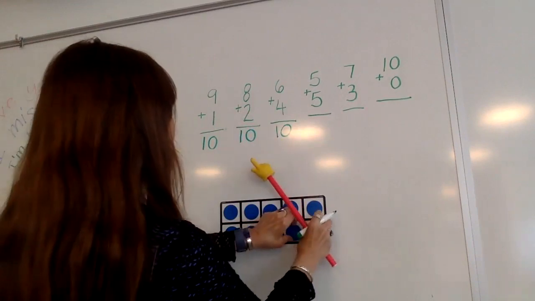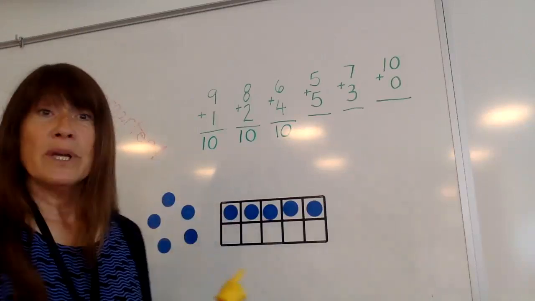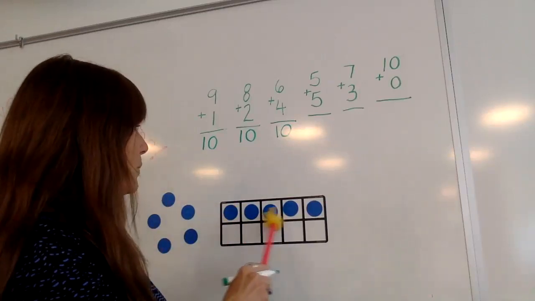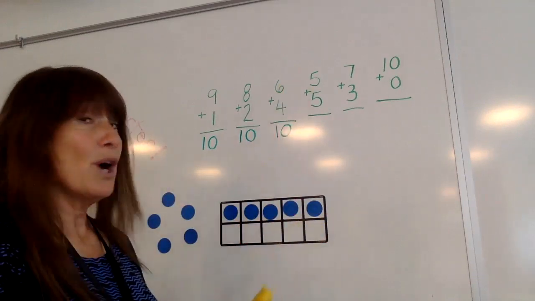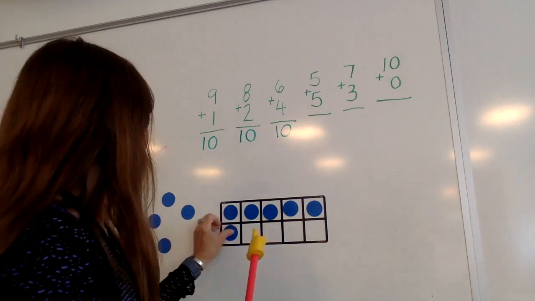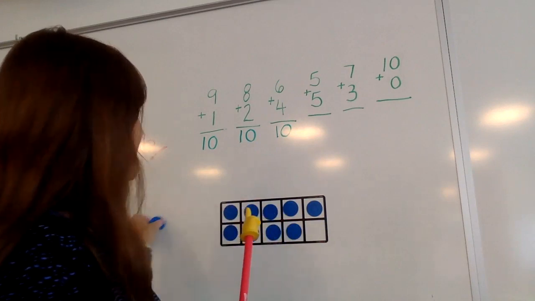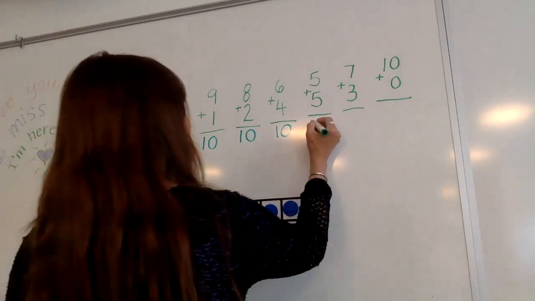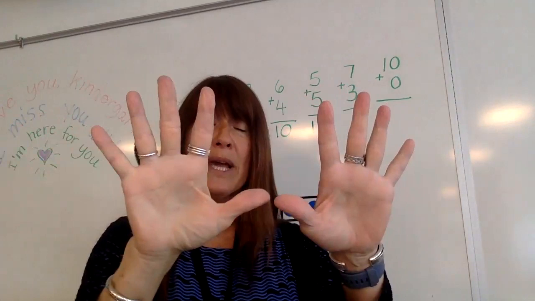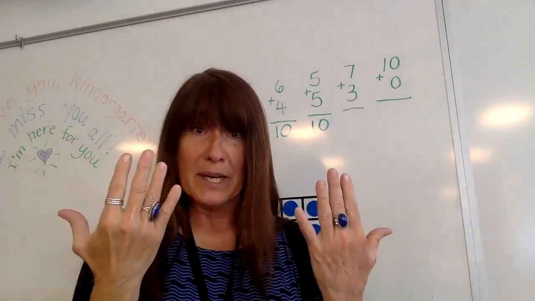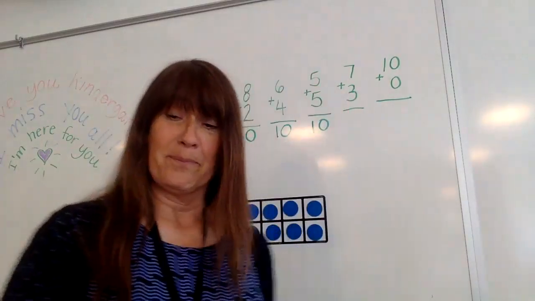We've done this one before. That was part of our number of the day yesterday. Okay, we know that in every 10 frame, we have 5 in the top row and 5 in the bottom row, right? So if I have 5 in the top row, and I'm going to put 5 in the bottom row, before I even finish, how many is that going to be? That's right, it's going to be 10. 5 plus 5 is 10. And we are so lucky that we have 10 fingers. We can always use our fingers to make sure that we've counted correctly. 5 and 5 is 10.